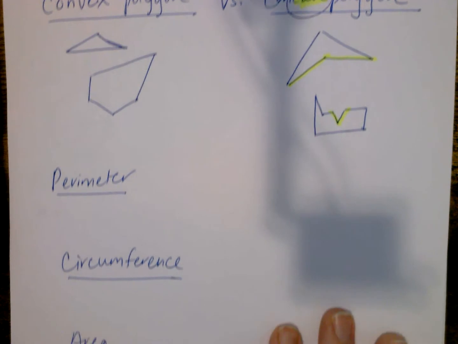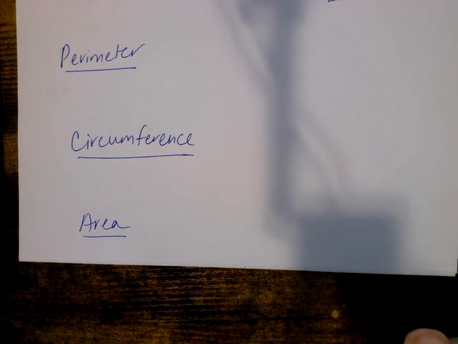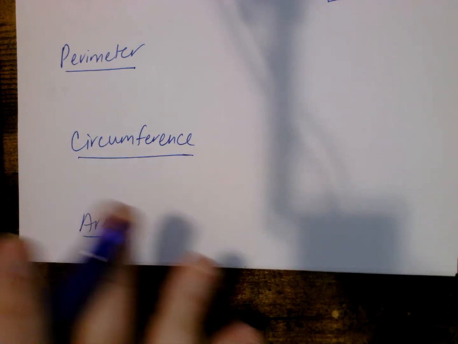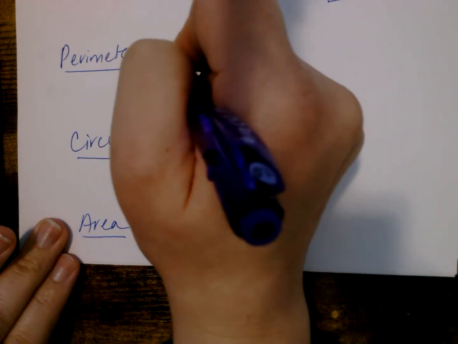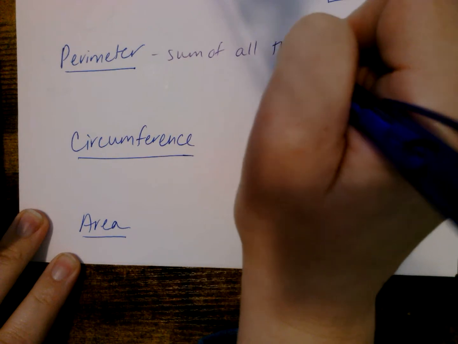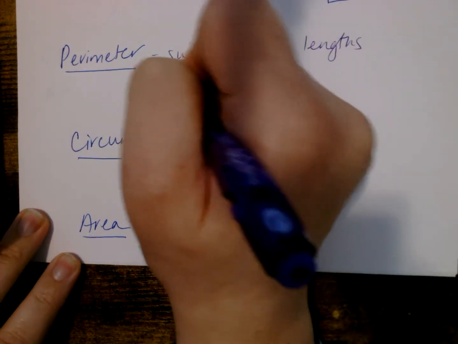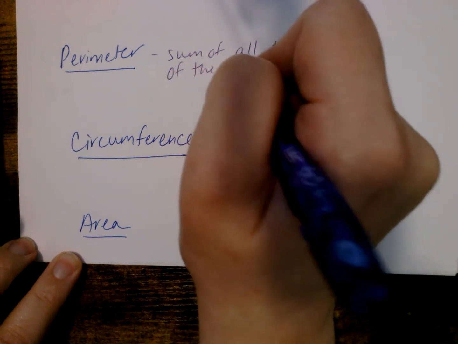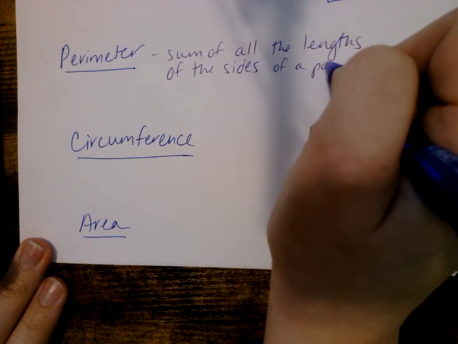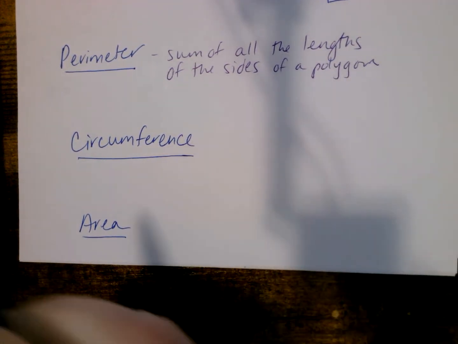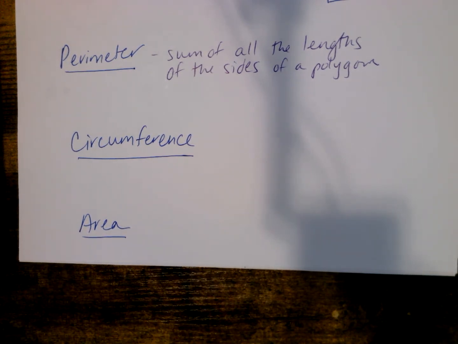All right, and then the last 3 things we're going to talk about are perimeter, circumference, and area. 3 favorite things in geometry. So perimeter, which you should all be familiar with, for a polygon, is just the sum of all the lengths of the sides of a polygon. And circumference now would be the perimeter of particularly a circle.